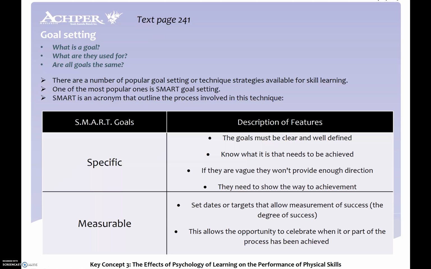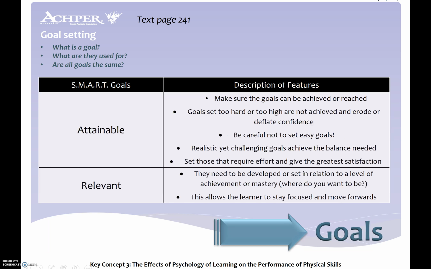Okay, so we use the acronym SMART. All right, so we'll go through that acronym. So specific, so the goals must be clear and well defined, know what needs to be achieved. If they're vague, they won't provide enough direction. They need to show the way to achievement. Measurable, they need to set dates or targets. They need to allow the opportunity to celebrate when you've achieved that goal.